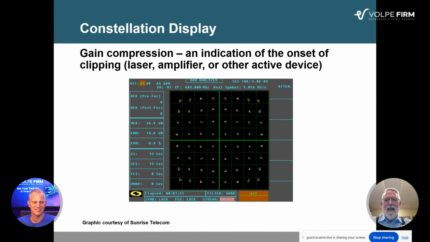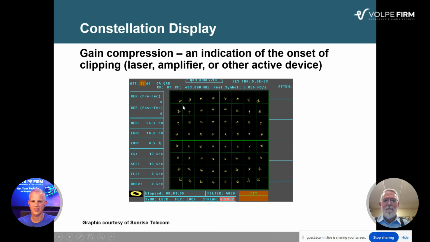All right, now this is an active device issue. Gain compression. Look at the outer corners of the Constellation display. They're being squeezed in toward the center of the Constellation. So we've got gain compression going on. This is just about getting to the point of clipping in the device, whatever it is. It can be a downstream laser. Yes, you can have clipping in the downstream laser, an amplifier, a node, or some other active device.